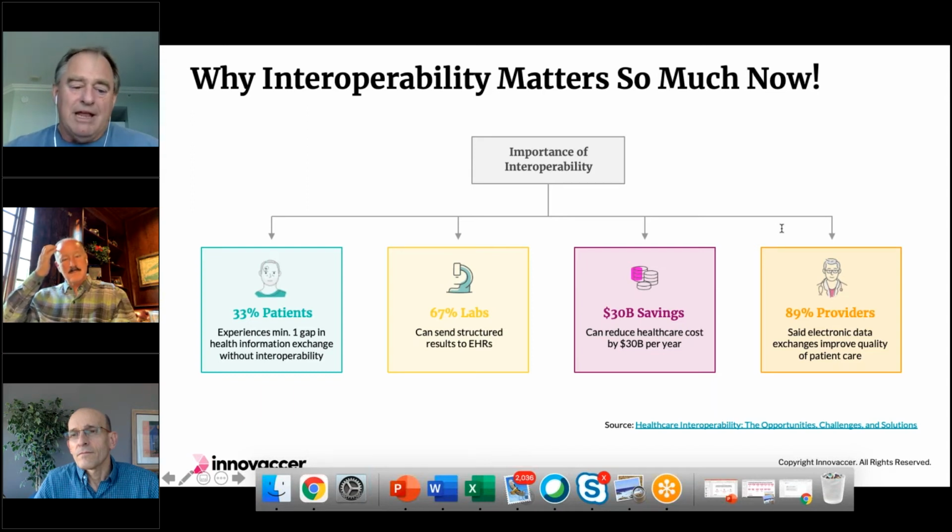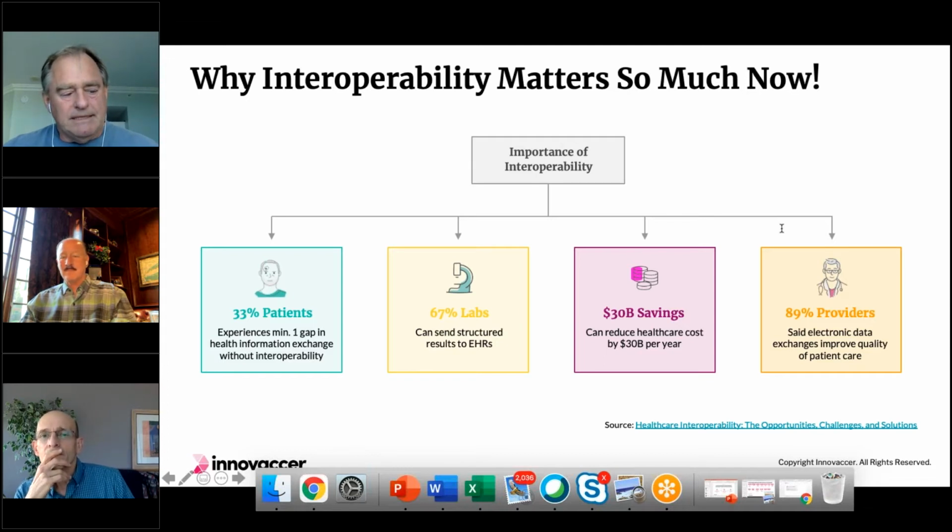And then, based on some of the fragmentation in the business, if you're seeing a specialist, they don't necessarily get the labs from your PCP. So you have to go do another set of labs for your specialist. So this just drives a lot of inefficiencies in this business, I think. And interoperability could help solve that.